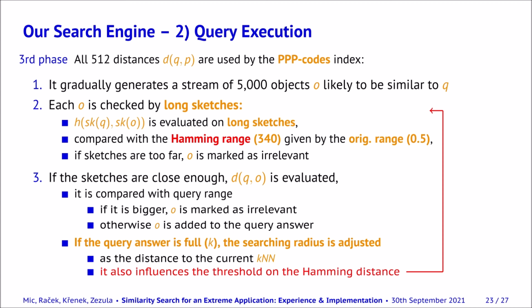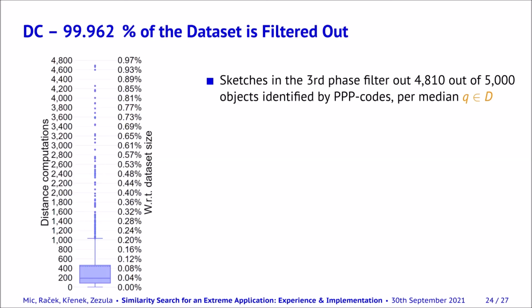Finally, please notice the backward propagation of the decreasing search radius. If the query answer contains k protein chains, the searching radius decreases, and it means that also the Hamming search radius defined for long sketches decreases. Therefore, the power of the secondary filtering even increases during the query execution. For the median query chain, the secondary filtering by sketches filters out 4,810 protein chains out of 5,000 identified by the PPP codes.